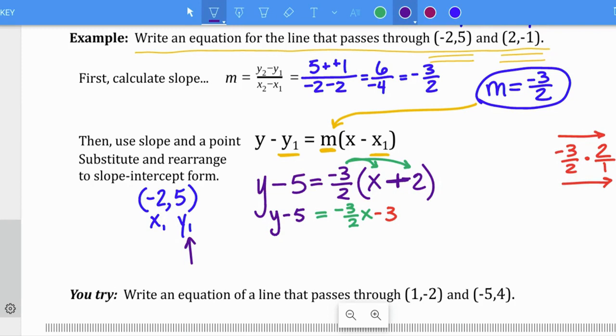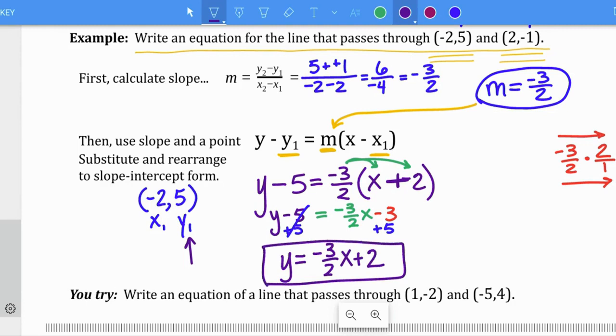So I'm going to come back here and notice that I now need to add 5. Let's not go green. Let's go blue. We're going to add 5 here to get the y alone on the left side of the equation. And I'm going to add it to the constant on the other side, leaving me with y equals -3/2 x plus 2. And that would be my equation in slope-intercept form. And that line would connect the 2 points, -2, 5, and 2, -1.